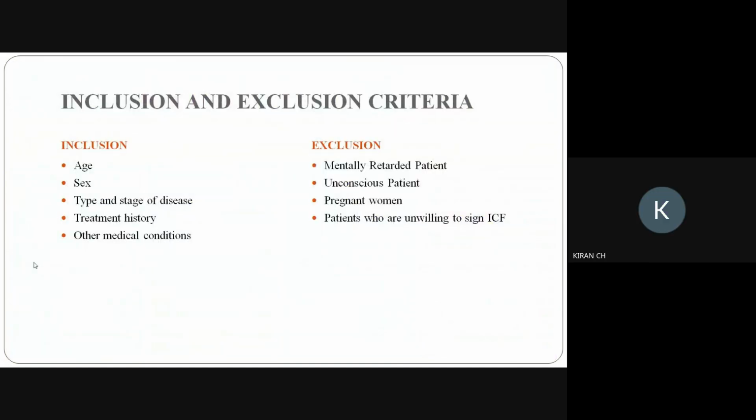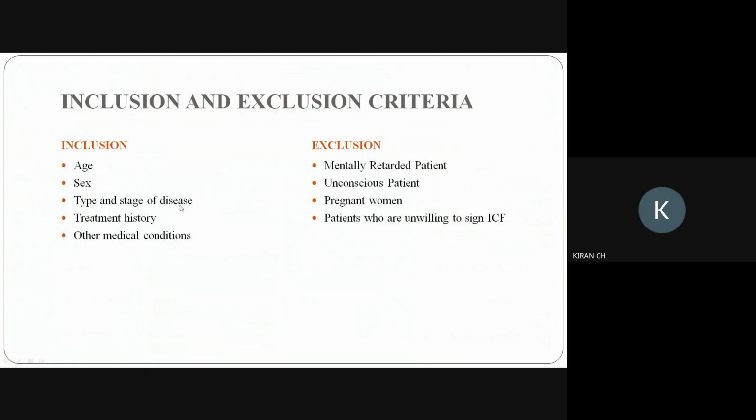Next, inclusion and exclusion criteria. Whenever we are doing trials, for the patients we are enrolling into the study, we have to take some considerations as inclusion, and some considerations as exclusion. Exclusion means if they are meeting those criteria, they should not participate in the study. In inclusion criteria, some of the main things which we have to consider are the age of the patient, gender (sex means gender of the patient), and type and stage of disease.